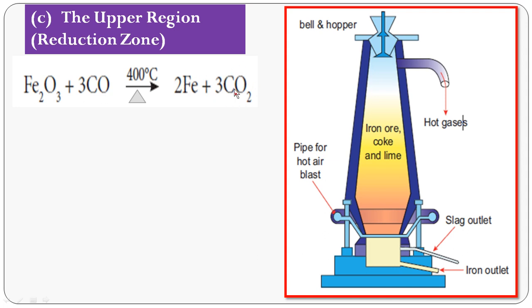Can you understand what happens here? The reaction takes place at 400 degrees Celsius. This carbon monoxide reduces ferric oxide to iron. This iron is a spongy iron.